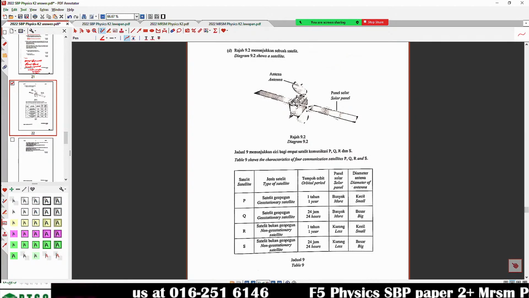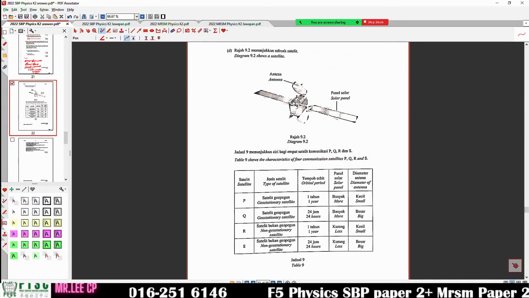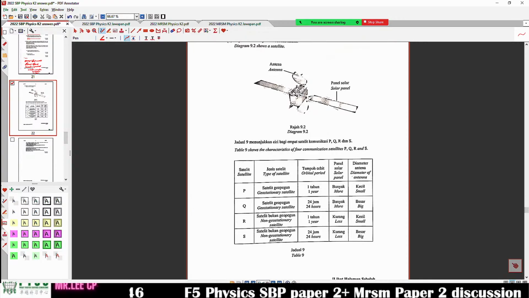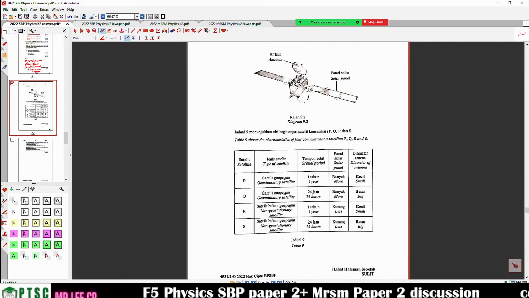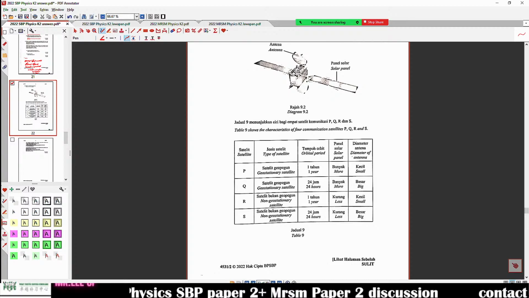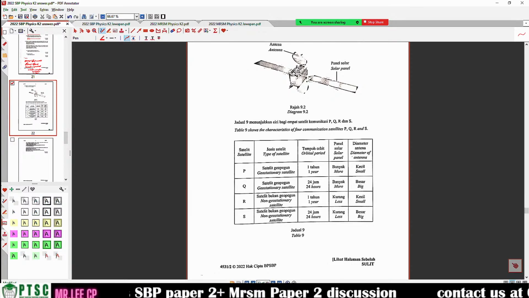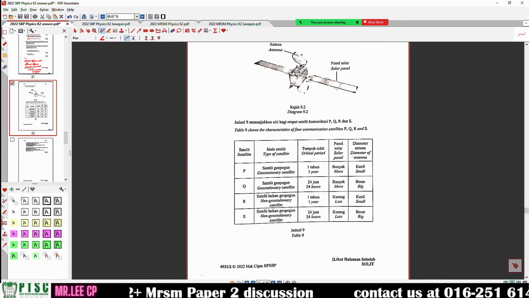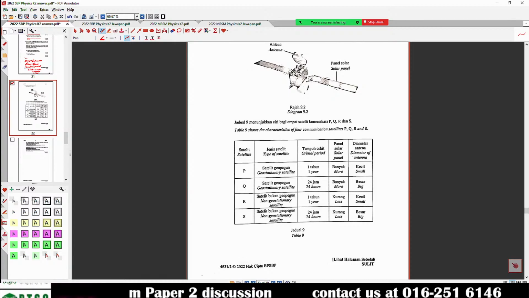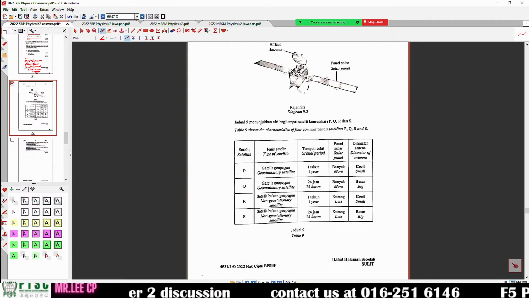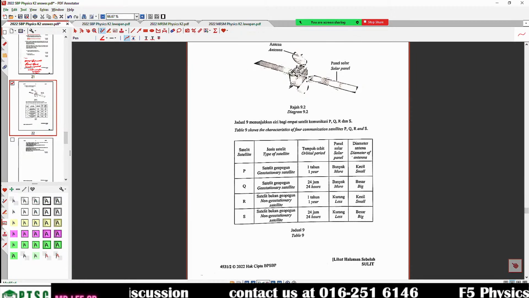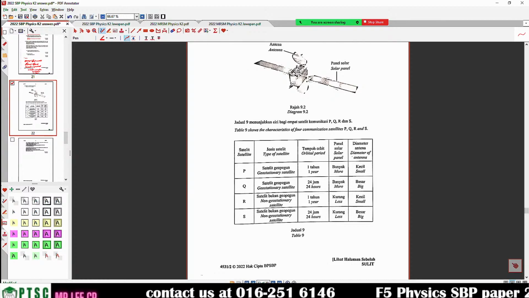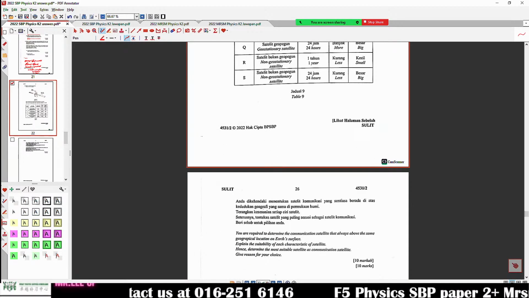Alright. Now, diagram 9.2 shows the satellite. The table shows the characteristics of 4 communication satellites P, Q, R, and S. Right? So, first one, you are going to choose the type of the satellite: geostationary or non-geostationary. The period will be 24 hours or 1 year. Then solar panel, many or less, it should be many. Diameter of antenna should be small or big. We see what's the question asked.